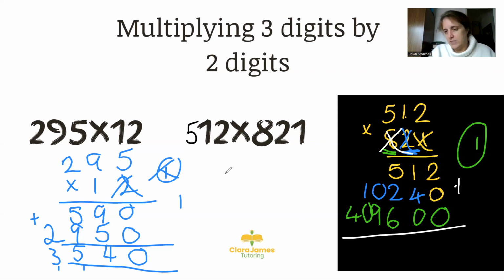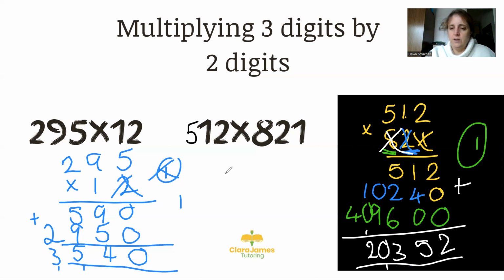So what I can do is add my 3 numbers together, or my 3 rows together. So 2 add nothing, add nothing. 1 add 4 plus nothing gives me 5. 6 add 2 is 8 plus 5 is 13. I'll pop that under there. 1 add 9 is 10. 1 add 1 is 2. And 4. Okay, so as you can see, the principle is exactly the same each time.